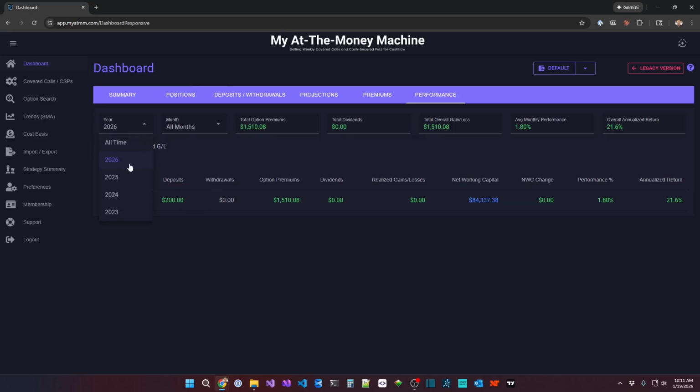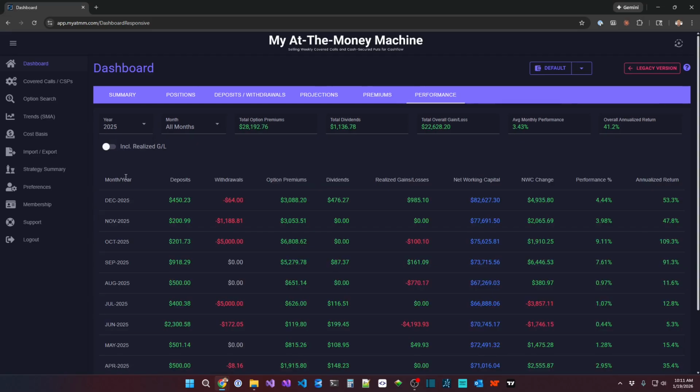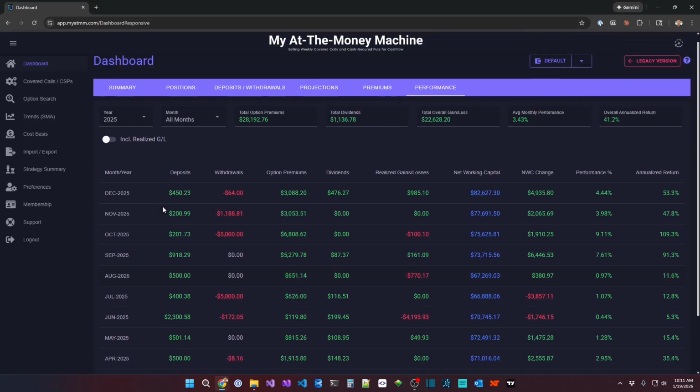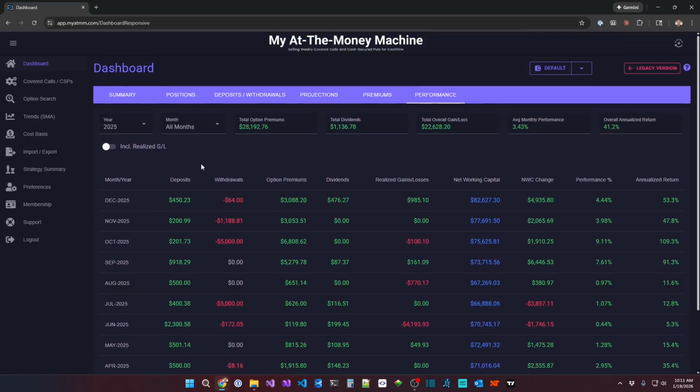I'm going to go back to last year so we can see more data. And there we have it. We have the 12 months of that year, 2025. And I just want to go over every single field on here so you can get familiar with this page and what it's capable of.